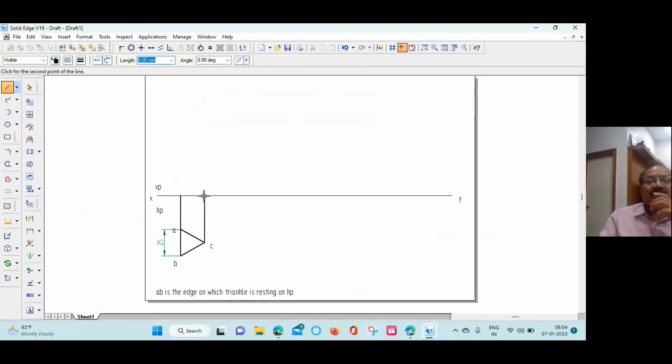This is called change of position method. In the data, we are not asked to keep the surface parallel, but this is the method you have to follow. First position, we should keep it parallel to the HP and get the true shape. Then only we can complete the apparent shape of the triangle.